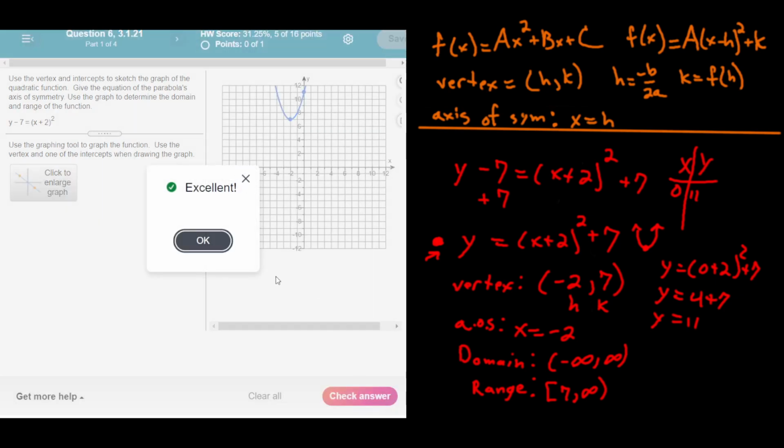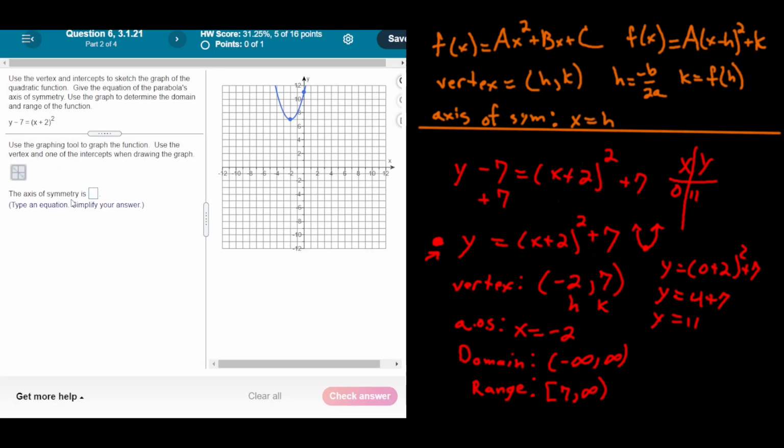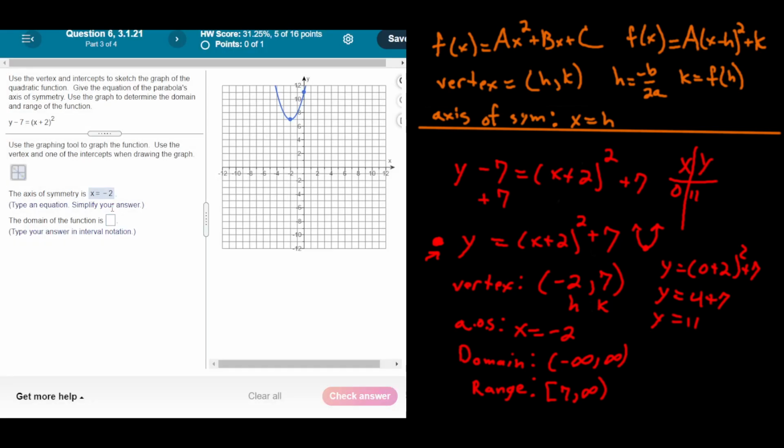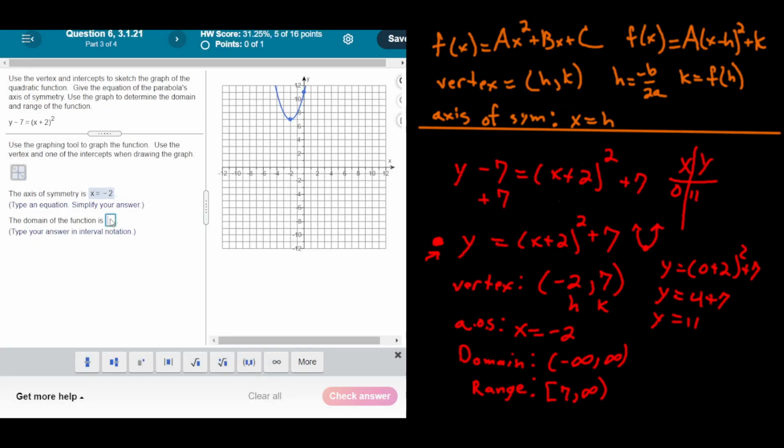Excellent. Okay, axis of symmetry is x is equal to whatever your h is. We already found it, -2. Domain, easy points, -infinity to positive infinity. And make sure you don't put a bracket around infinity, because a bracket implies that it's equal to, and you cannot technically be equal to infinity.